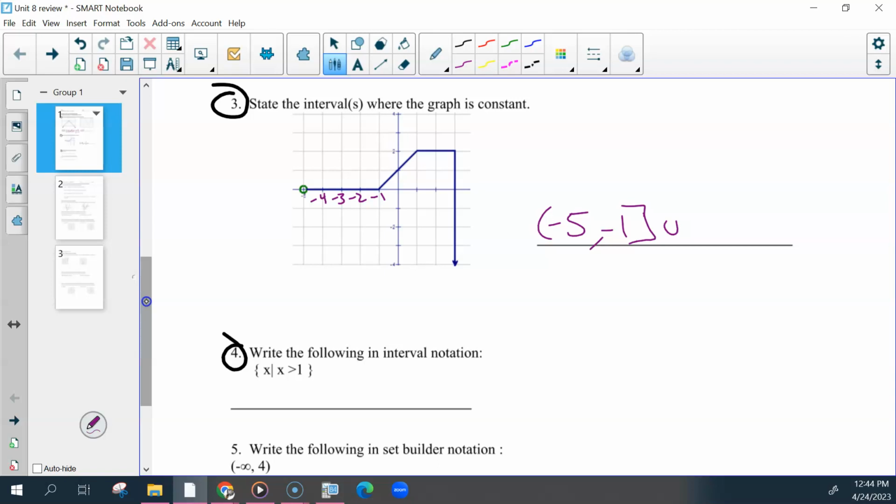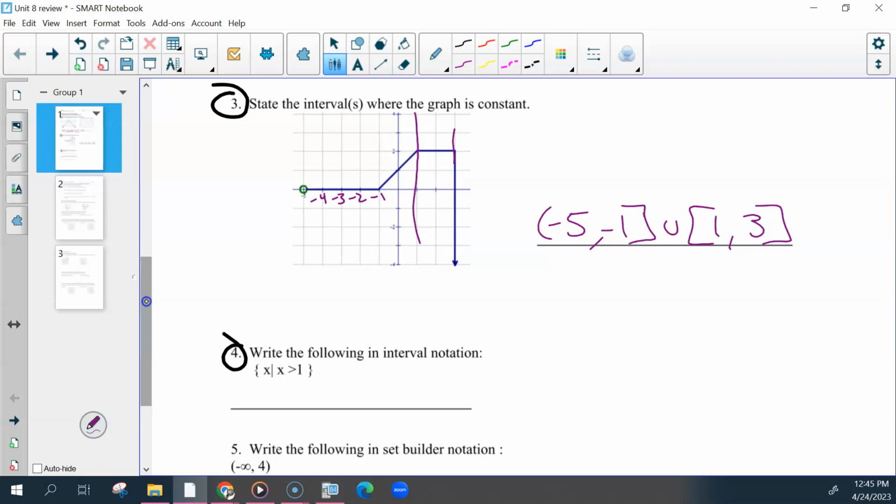Right? There's another place where it's constant. Where does that start? Where does that end? 1 to 3. So because there's a second part, you're going to put a U in between them. They both don't have open circles, so you can assume them to be closed. Eva, are you writing this down? So when they don't have circles, we assume them to be closed, unless it's an arrow going to infinity or negative infinity. Yes.